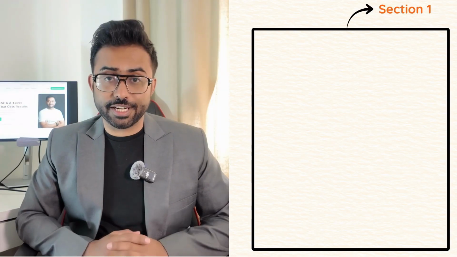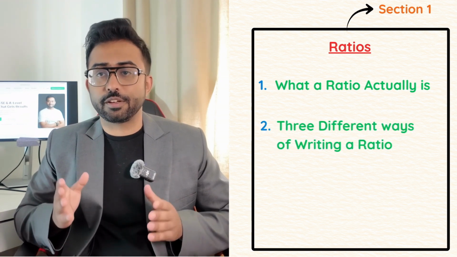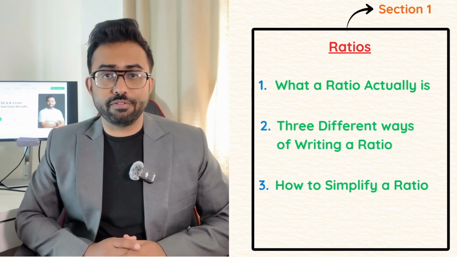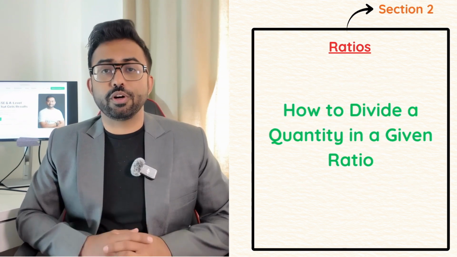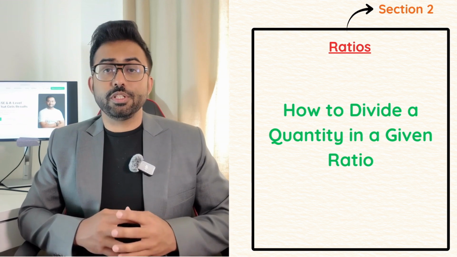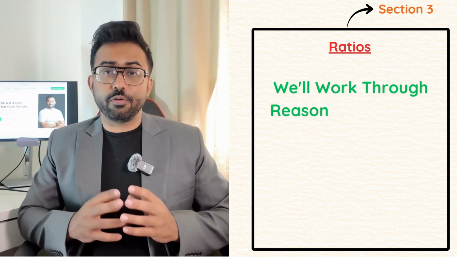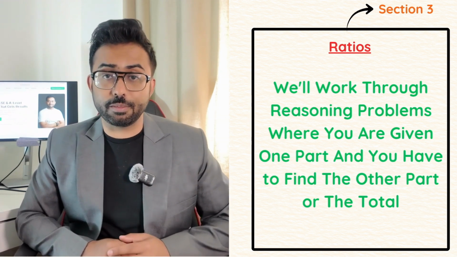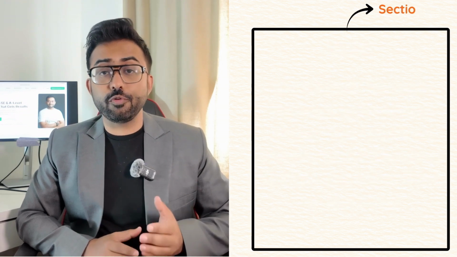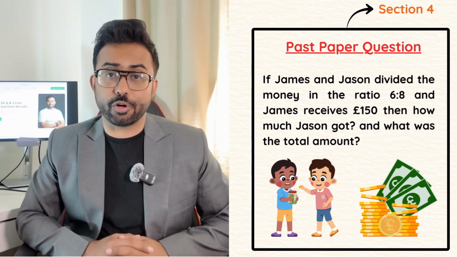This lesson is divided into 4 sections. In the first section, we'll discuss what a ratio actually is, the 3 different ways of writing a ratio, and how to simplify a ratio. In the second section, we'll look at how to divide a quantity in a given ratio, which is the most common type of question you will see. In the third section, we'll work through reasoning problems where you are given one part and you have to find the other part or the total. In the fourth and final section, we'll work through a more complex past paper question on ratios.